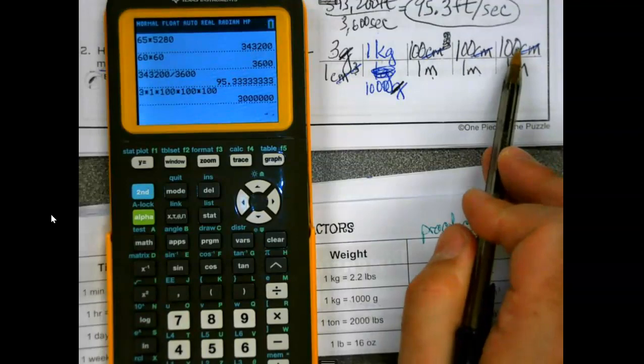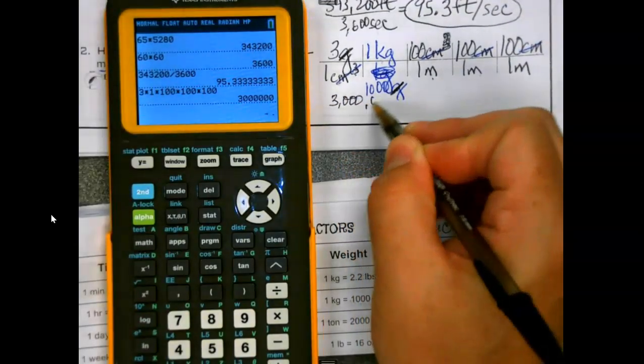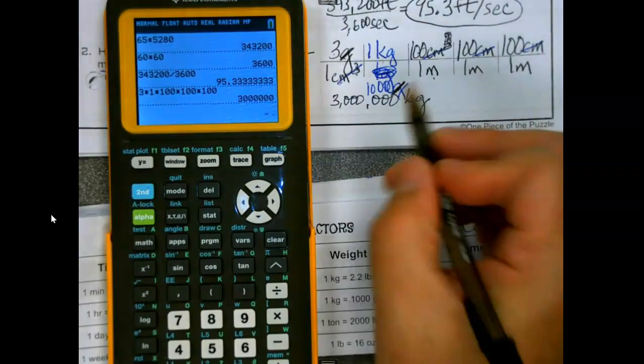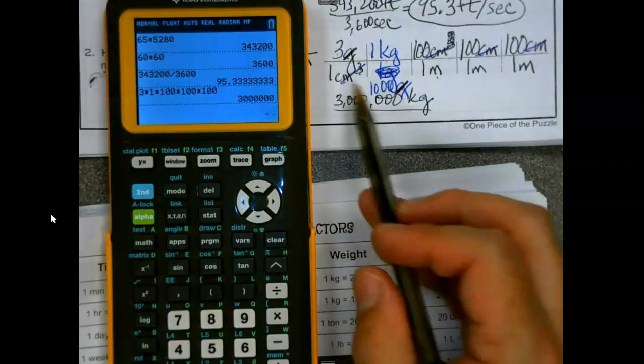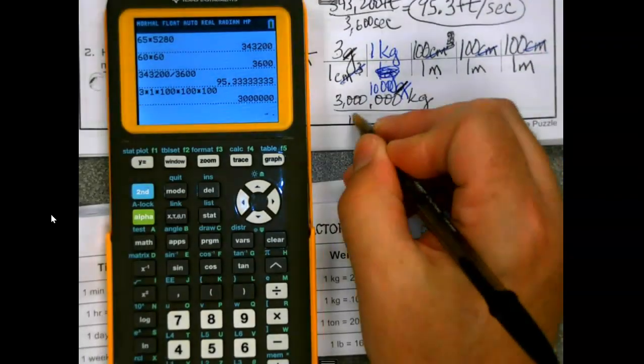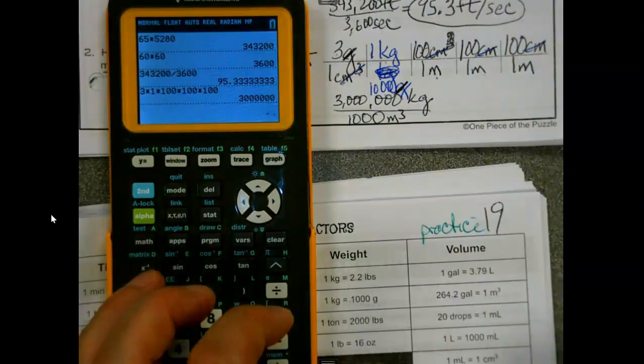Make sure we get all those in there. Holy moly. 3 million kilograms. That's a lot. And then the 1,000 is my only number down in the denominator.